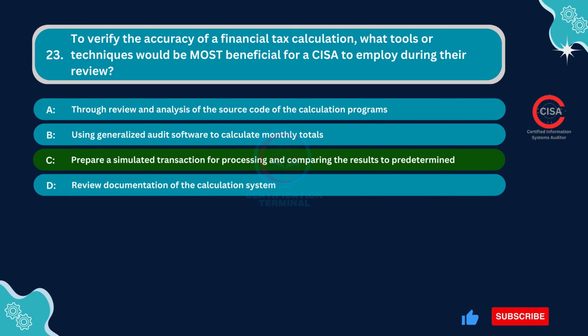Simulated transactions allow the CISA to test specific tax scenarios with controlled data. This directly assesses the system's ability to handle various tax situations and identify potential errors in the calculation logic. Compared to reviewing the entire source code, simulated transactions offer a more efficient way to pinpoint calculation errors. By comparing the calculated tax amount to a predetermined outcome based on known tax rules and rates, the CISA can effectively verify the system's accuracy for that particular scenario.